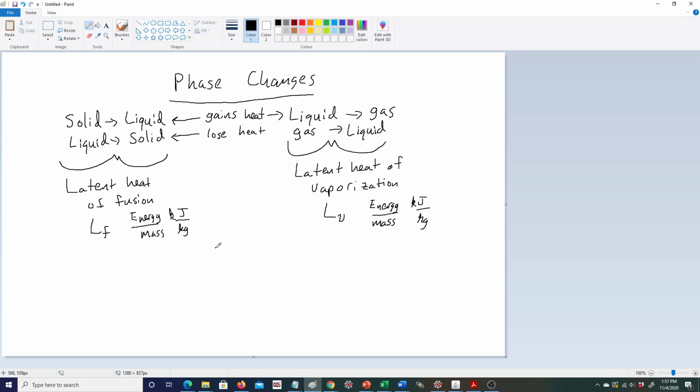Why no delta T? This is because when a substance, let's say we're freezing water. To freeze water, I have to cool the water down to 0 degrees Celsius. And if I'm going to assume a uniform process, then I cool all of the water down at the same rate.